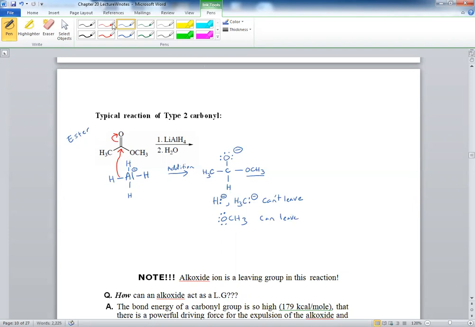So what's going to happen is the following. These electrons, the oxygen, are going to come down and then kick the OCH3 out. So this is now an elimination. We're just going to call it elimination. So now look what you have. You have CH3, C, H, O. So you arrived at an aldehyde.